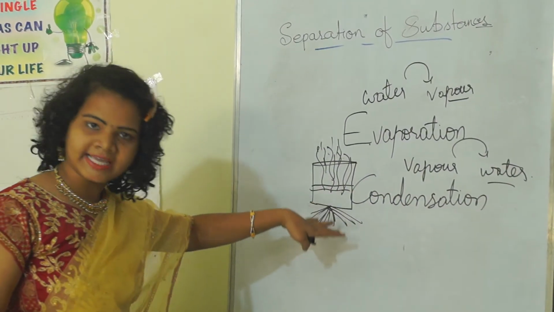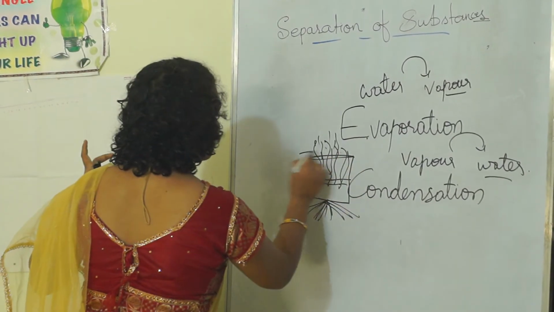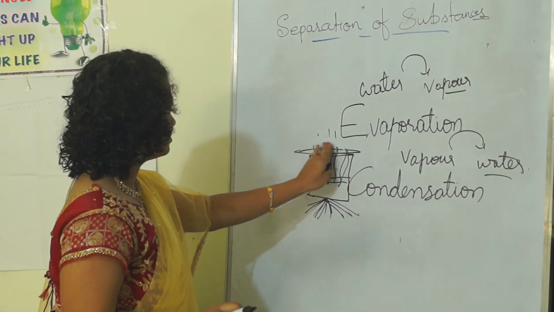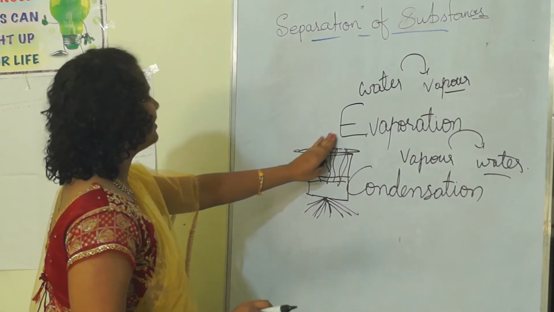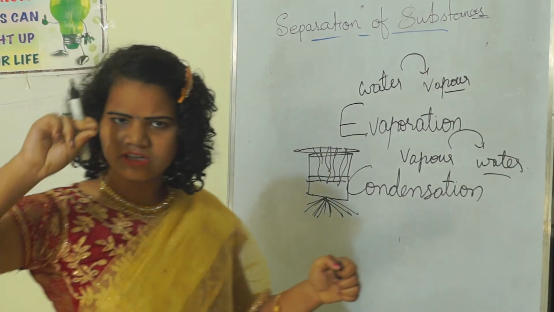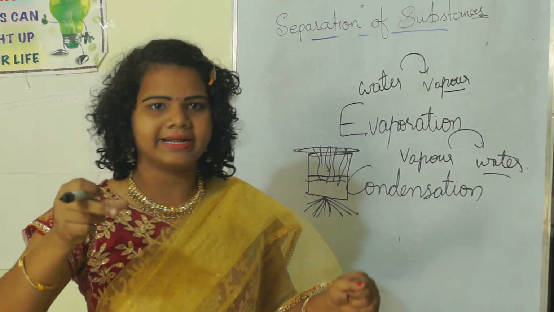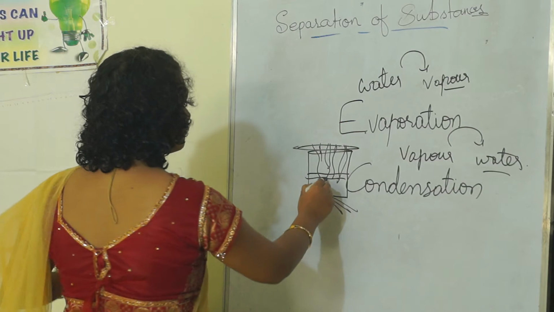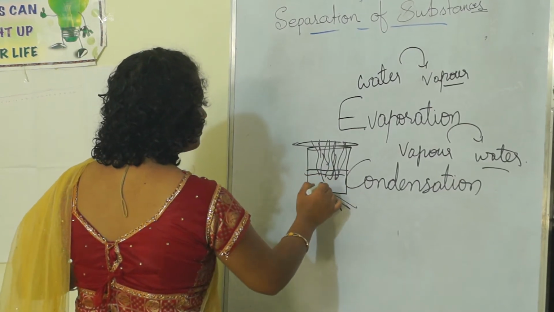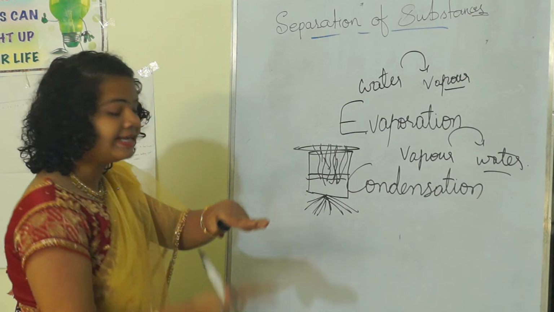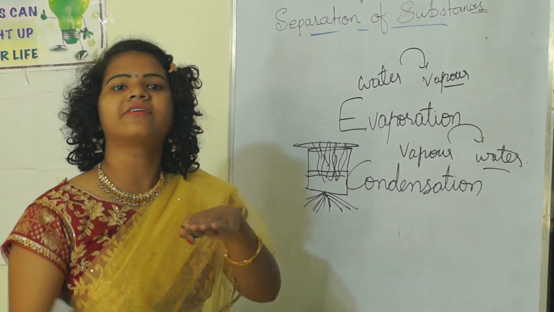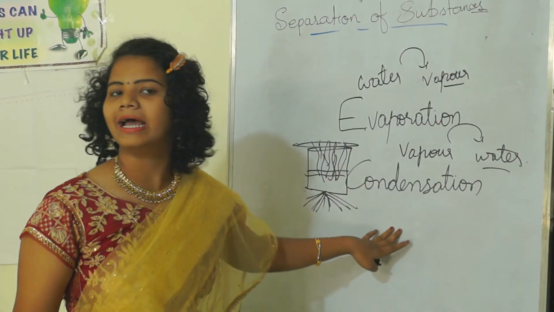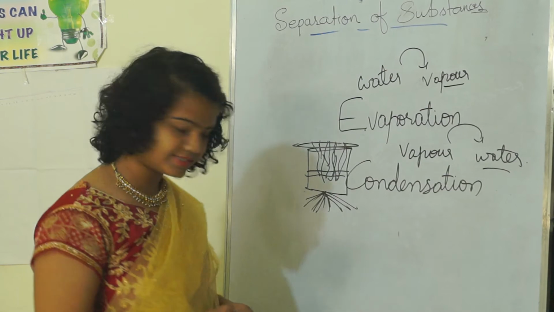Coming to the experiment again, just place a plate on the bowl and you can find a few very little tiny droplets on the plate. What happens here is the water vapor hits the plate and again converts into water. So the conversion of vapor into water is called the condensation process.